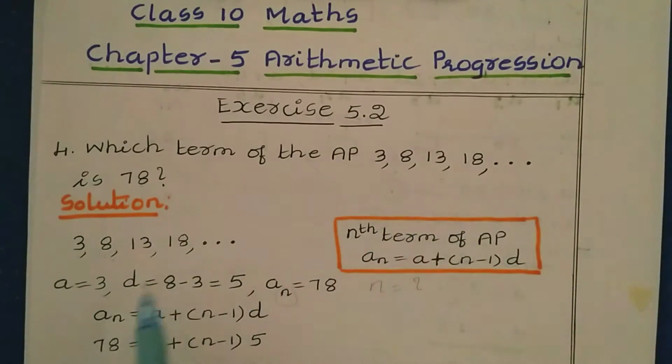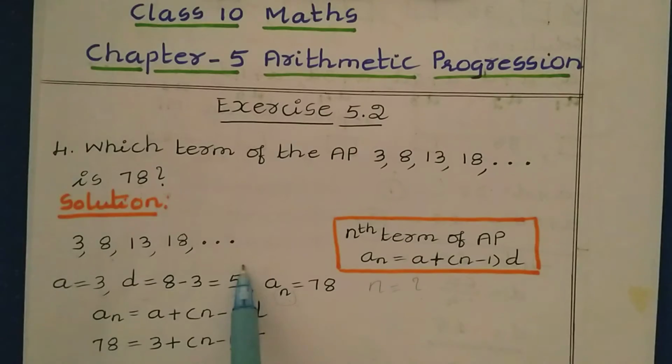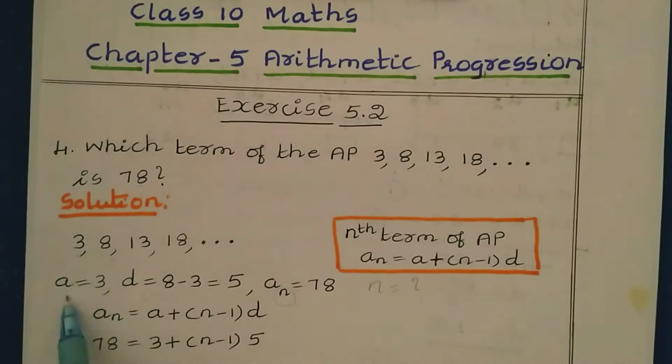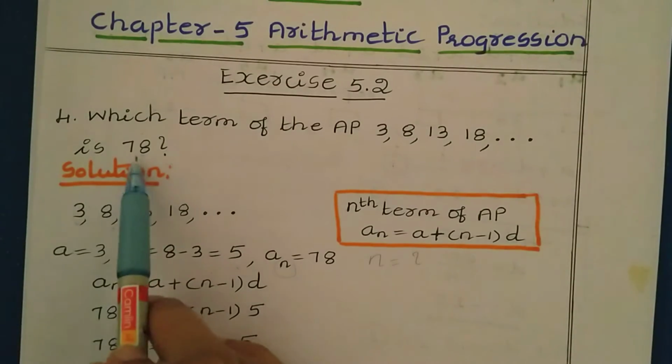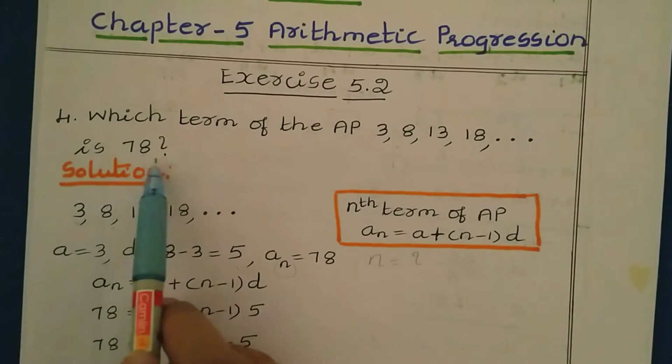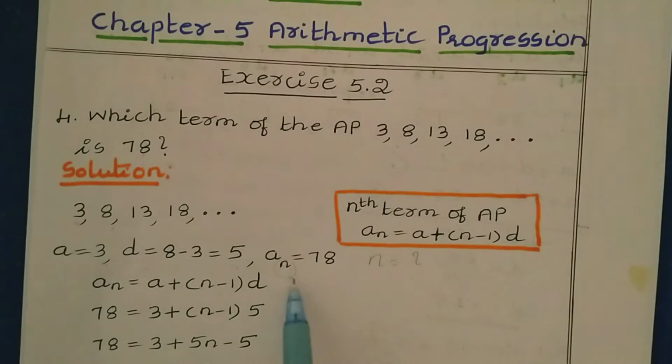So, first, let us write the given arithmetic progression. 3, 8, 13, 18. Here, the first term is 3, so a is equal to 3. The common difference is 8 minus 3 or 13 minus 8, which gives 5. The nth term of the arithmetic progression is given to us as 78. So an, the nth term, is equal to 78. And we need to find the value of n here.